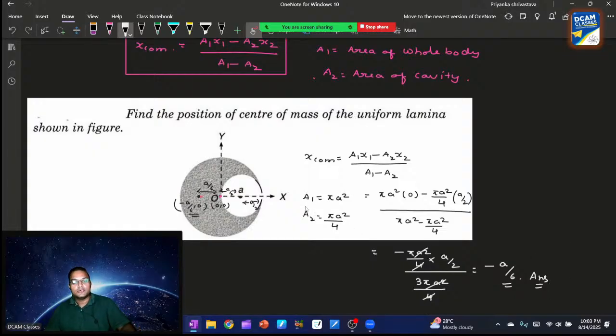This is how you use this formula. Just be very careful that when you are using this, a1 is the area of the total body taken as a whole, and a2 is the area of the cavity. Understood? This is how we do it.